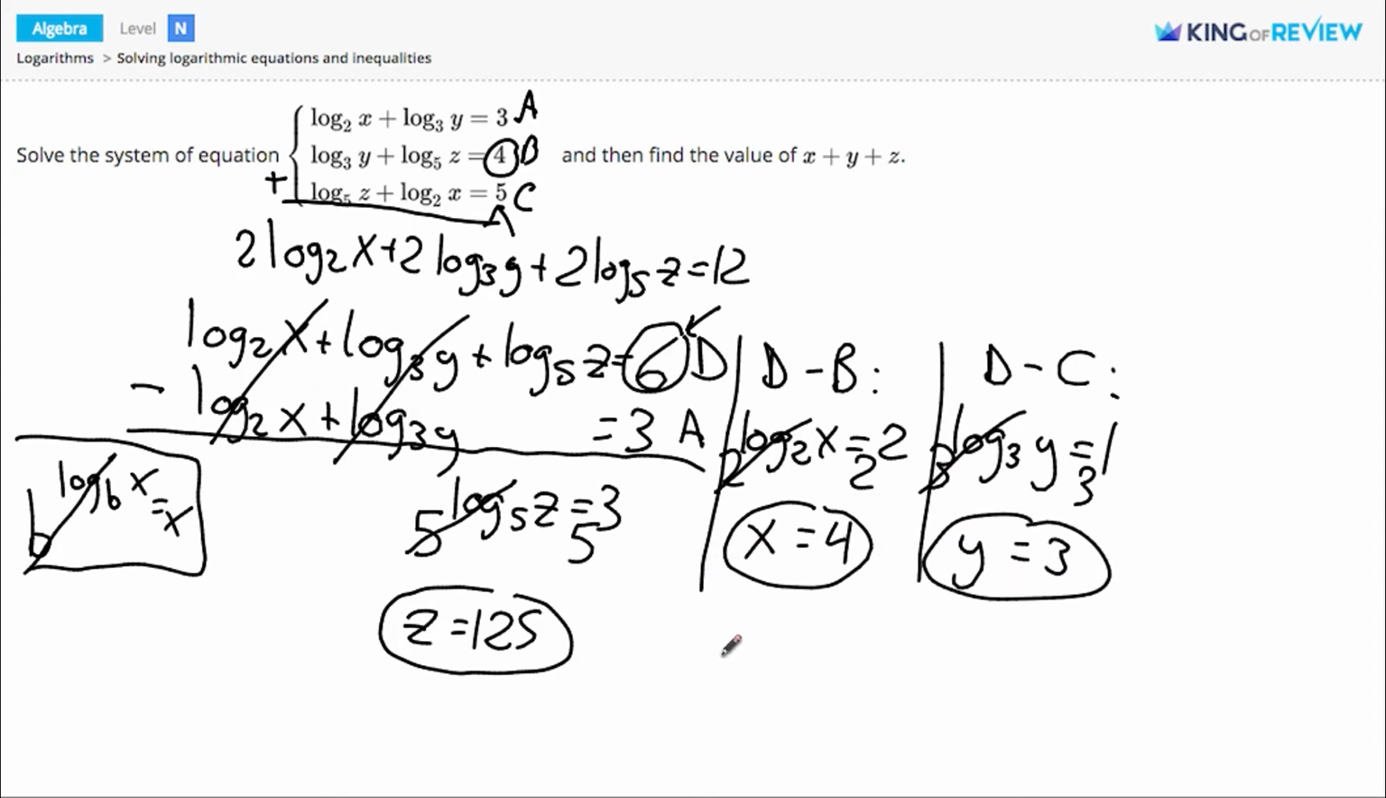I need to figure out the sum of those three numbers. So I need to add 125 plus 4 plus 3, which gives me 132.